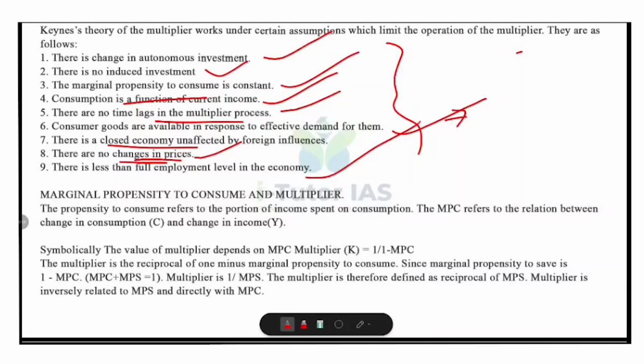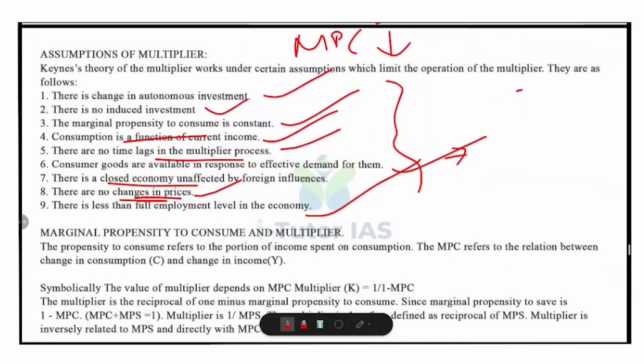Next assumption is that there is less than full employment level in the economy. That is, the multiplier works only when unemployed resources exist in the economy. Because when income and demand rise, firms can hire more labor and increase output. If the economy is already at full employment, extra demand will only raise prices, not the output. So these are the assumptions of the multiplier.